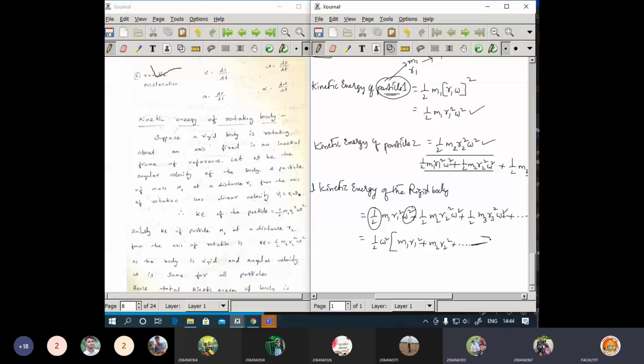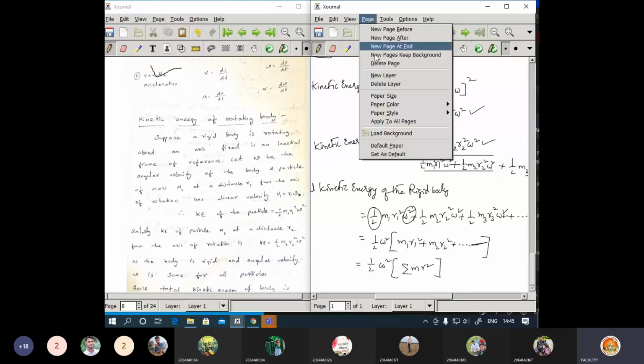Now how can we replace this entire repetition? Simply we can write this as a sum. You are adding all these things, so you can write this as half omega square times the summation of m r square. Can we write it like this or not? Yes sir, right sir. Now let us see the resultant expression.